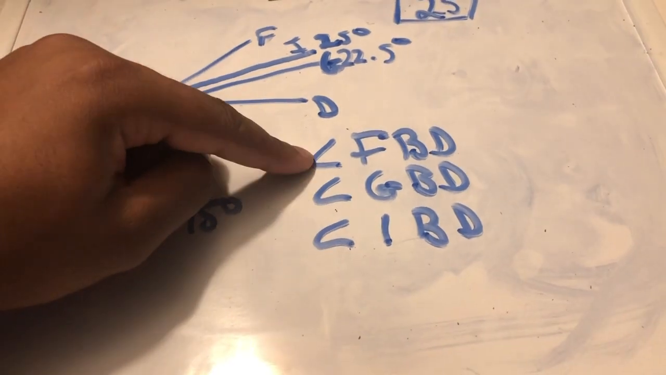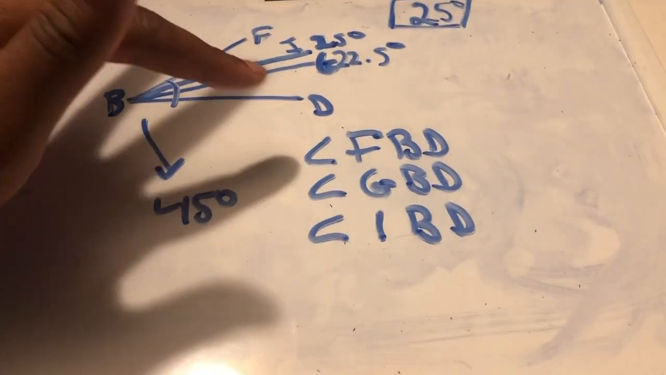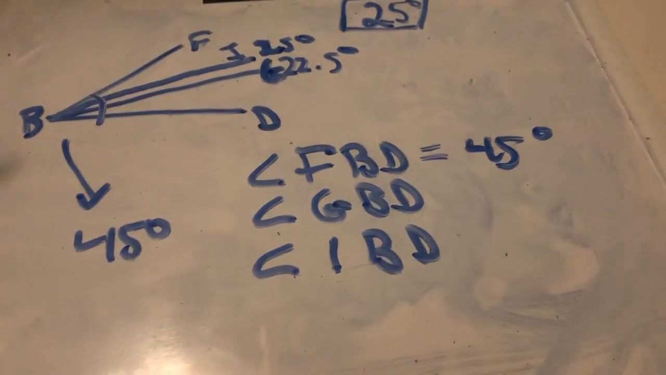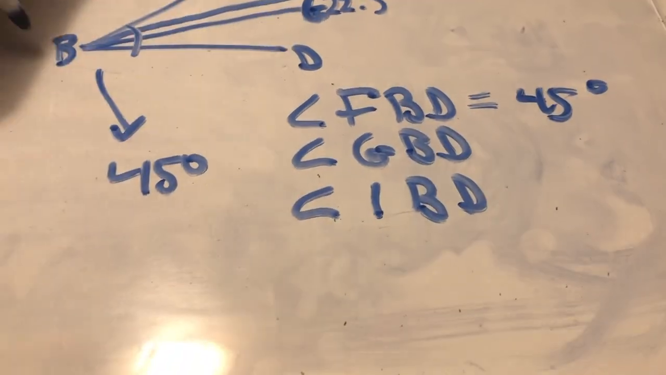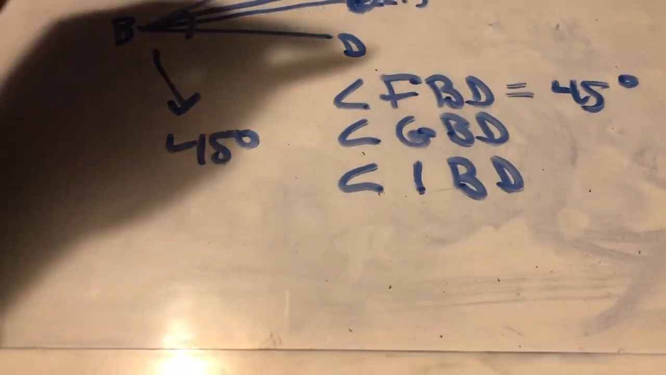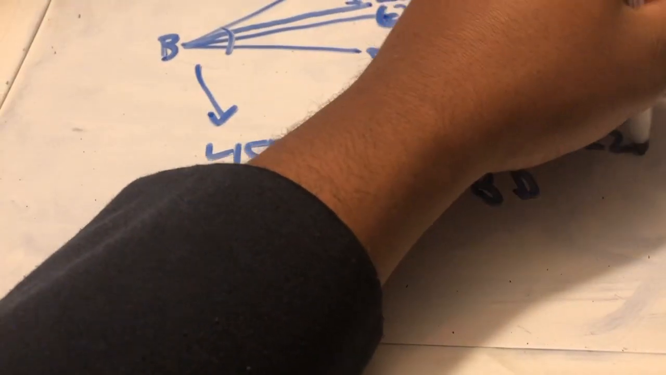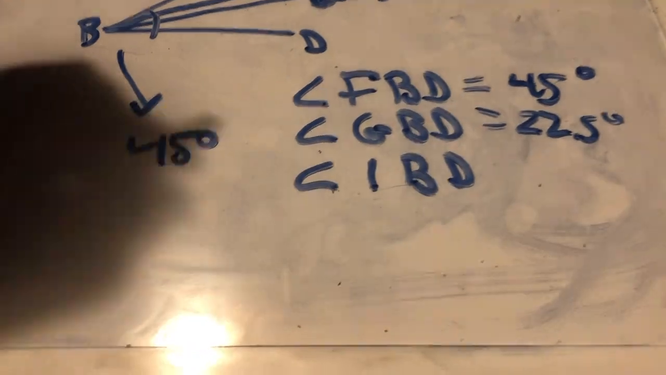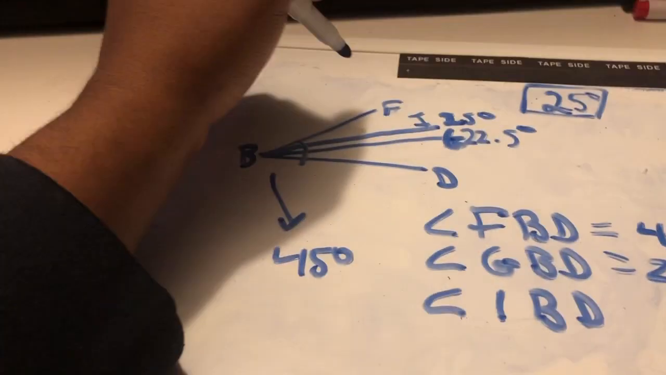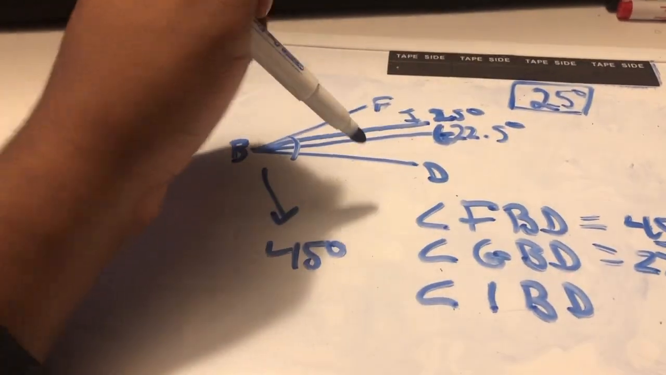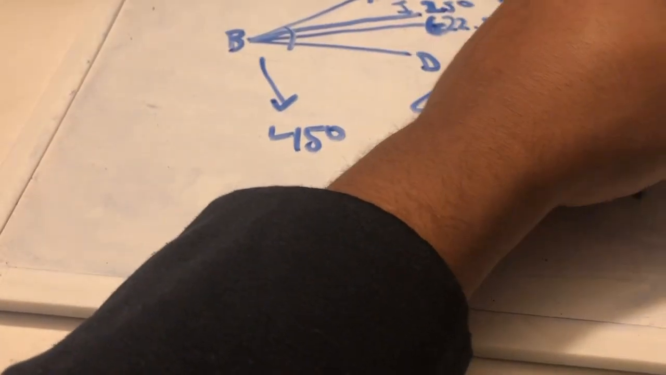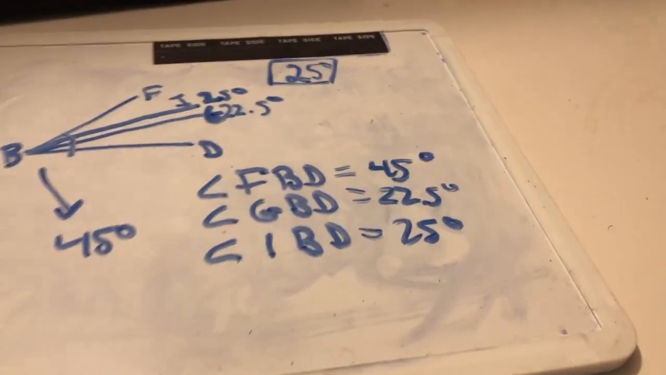So we got angle FBD. FBD should be what? Well, it should be 45 degrees. Our next one is GBD, which is our halfway mark, should be 22.5 degrees. And our letter here is actually I, so IBD. Our angle will be 25 degrees.